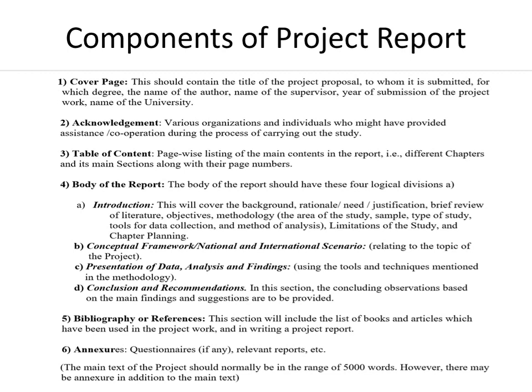Now we are discussing in detail what will be there in your chapter 1. Your chapter 1 basically consists of the background or rationale behind selecting this topic, need of this topic, justification, literature review, objectives, methodology, limitations, and chapter planning. These are all the subpoints or subheadings below the introduction. Next is your conceptual framework. Now we'll discuss the national and international scenario.